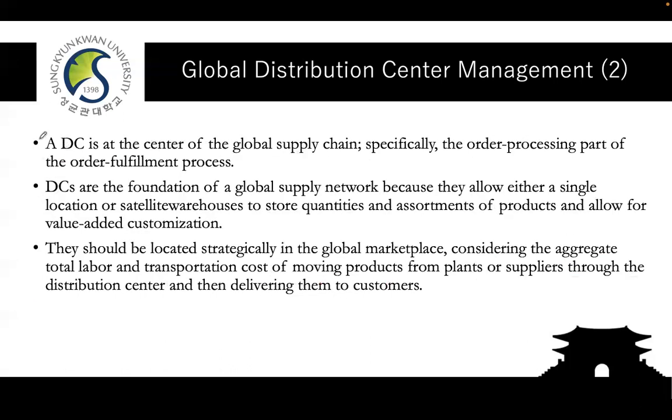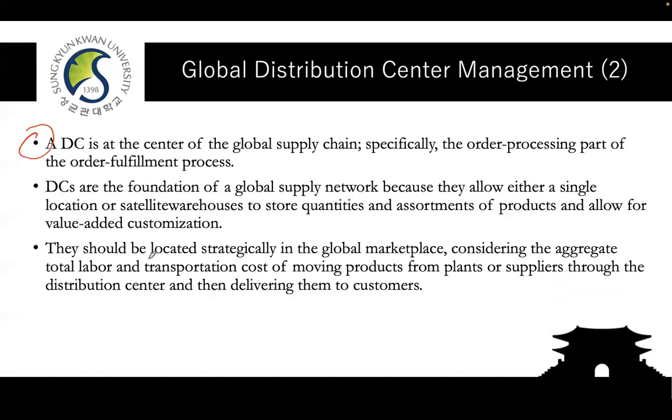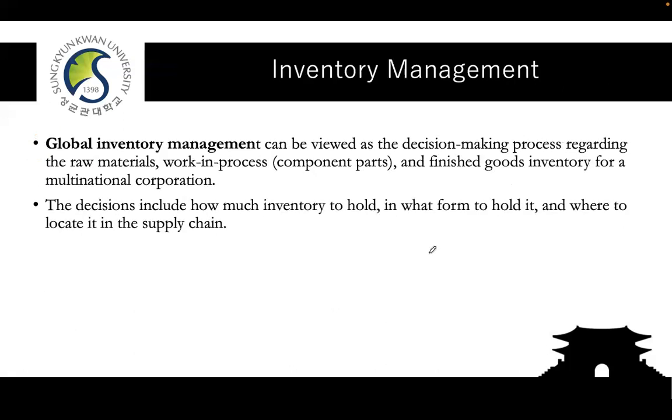So the DC is at the center of global supply chain management, the distribution center, because it's at the center, right? The products coming in and products coming out. They're doing this kind of customization, assortment, distribution, and things. Okay, so it's in the center of the whole process. That's why it should be located strategically in the global marketplace, because once again, it's the center, products coming in, products coming out from the distribution center.